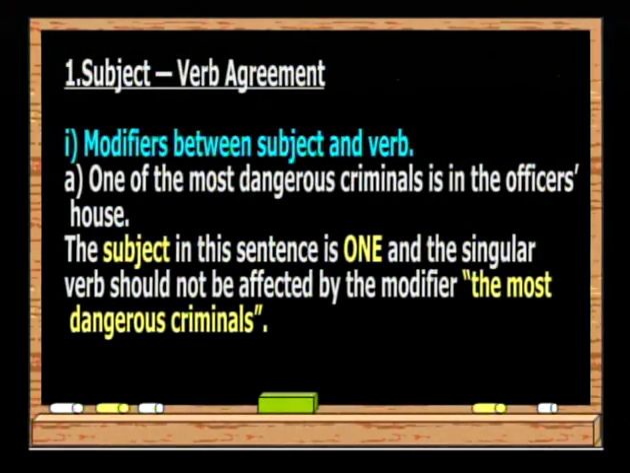Boys and girls, in today's lesson, we will look at some problem areas in grammar. Firstly, subject and verb agreement. Modifiers between subject and verb. Let us look at this sentence. One of the most dangerous criminals is in the officer's house. The subject in this sentence is one, and the singular verb should not be affected by the modifier, the most dangerous criminals.